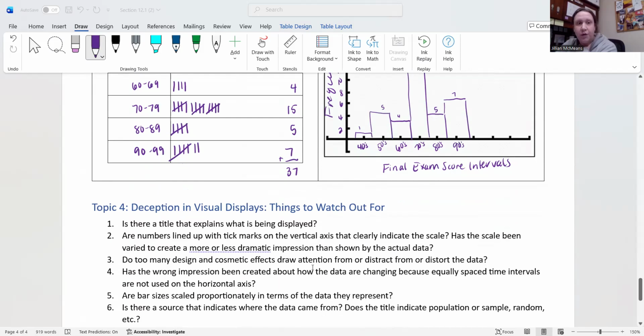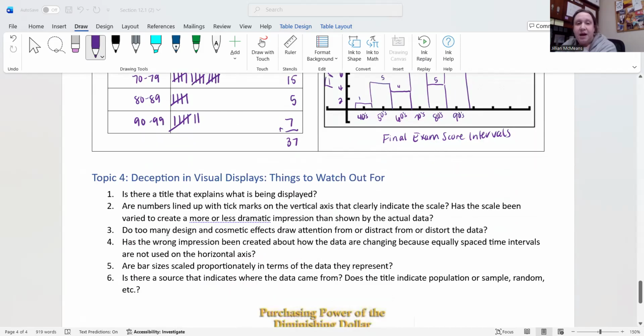Okay. Do too many design and cosmetic effects draw attention from or distract from or distort the data? Sometimes you'll have these tables and charts and graphs that are just so flashy, but at the heart and soul of it, you're like, what in the world is this thing even about? And sometimes that can be done very much intentionally, like, hey, if we can distract our reader from what the table actually says, they won't be so caught up in it. So, a little bit of cosmetic work on your table is fine, but you don't want to get too extreme to the point where the cosmetics, the design features take away from the actual data in your table or your graph.